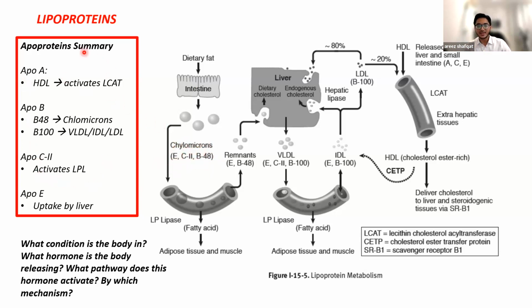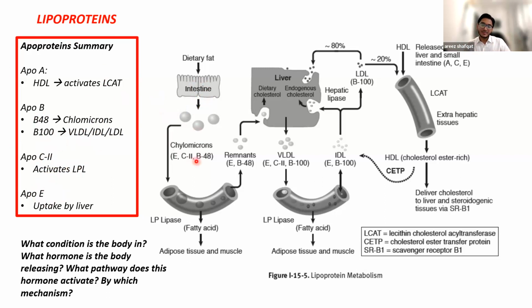I've listed the functions of apoproteins here. ApoA is found in HDL. It activates LCAT. We'll look into that. ApoB, there's two types. B48 is found in chylomicrons. It's required for the exocytosis of chylomicrons into the lymphatics. B100 is found in VLDLs, LDLs, and IDLs. ApoC2 activates LPL, lipoprotein lipase. ApoE causes uptake of lipoproteins by the liver. You have to remember these functions. These are very important, okay?